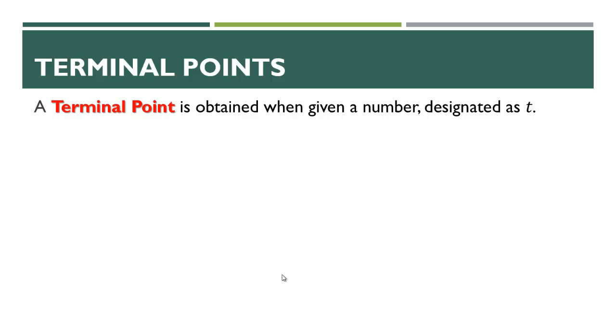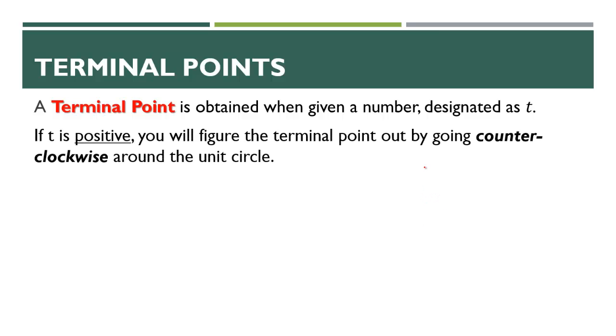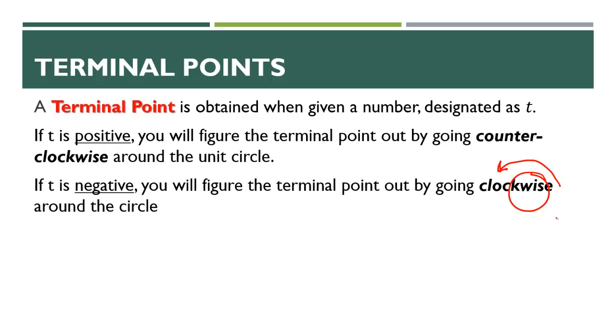Now, a terminal point is obtained when given a number which we designate as t. So if t is positive, you will figure the terminal point out by going counterclockwise, the way that we would normally do. So if t is positive, we go that far around. If it's negative, we would go clockwise. Make sense? I know it's kind of backwards, but we had this discussion.